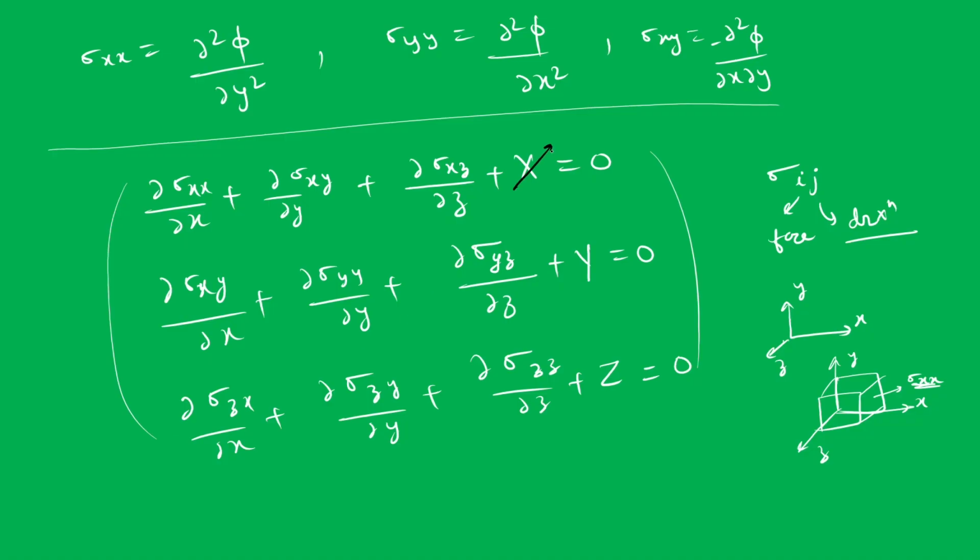Okay, and when I say that the body force is absent, no body force, then this is 0, this is 0, this is 0. And when I say 2D, then this becomes 0, this becomes 0, this becomes 0, this becomes 0, and this becomes 0. Then what are we left with? This one and this one. So these are for the 2D and no body forces.